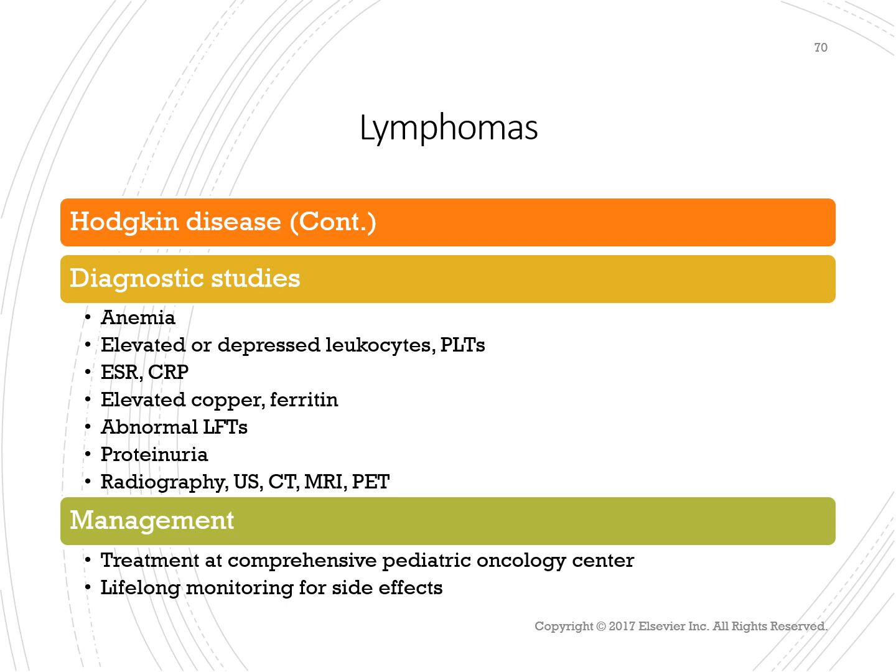Diagnostic studies: we will usually see anemia, elevated or depressed leukocytes and platelets, ESR and CRP, elevated copper or ferritin, abnormal LFTs, and proteinuria, and we would again get radiography, ultrasound, CT, MRI, and PET scans. Management: we're going to send them for treatment at a comprehensive pediatric oncology center, and they're going to have lifelong monitoring for side effects.